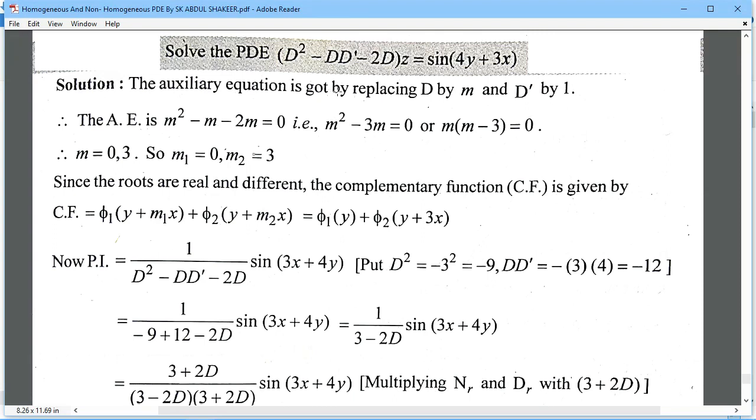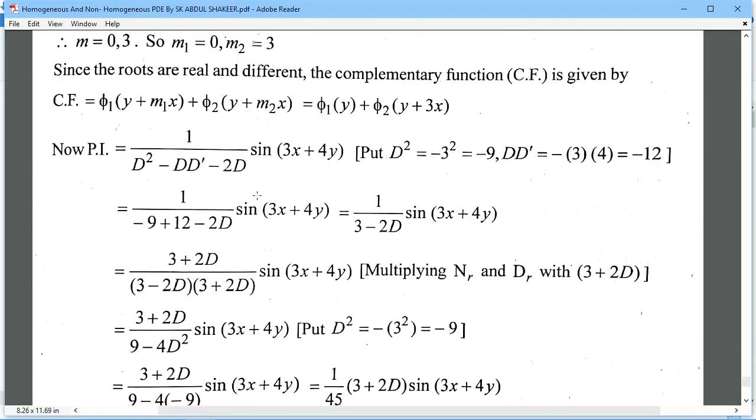Here we have to write the auxiliary equation, which is obtained by replacing capital D with m and D dash with 1, and then find the roots of the auxiliary equation. These are two roots, real and different. The complementary function CF is phi 1 of y plus m1x plus phi 2 of y plus m2x. We just have to replace the m1 value and m2 value.